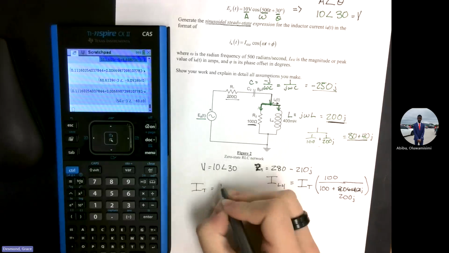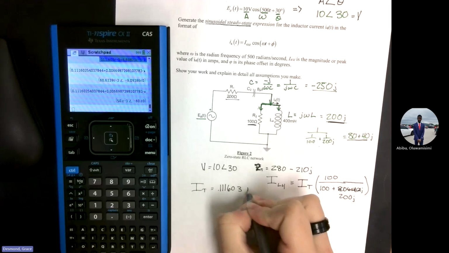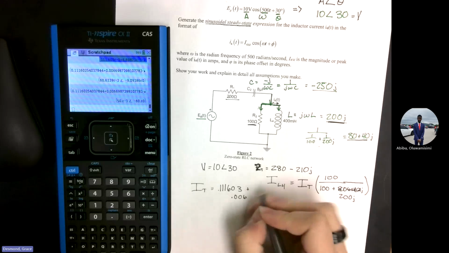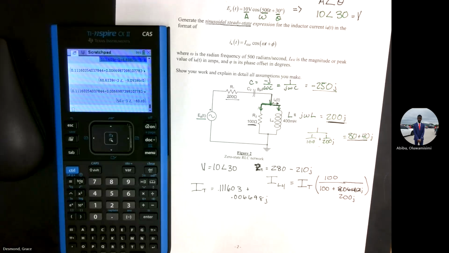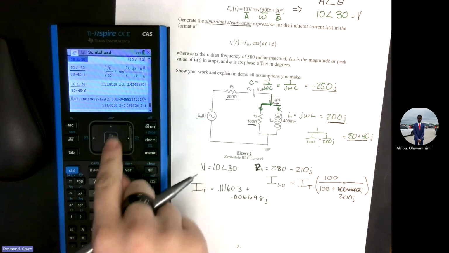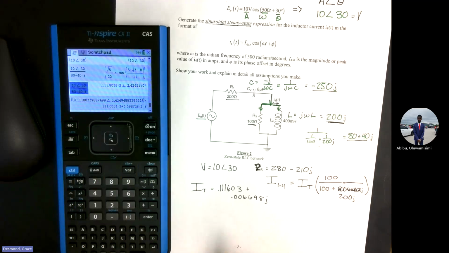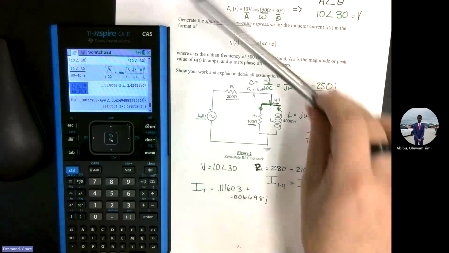I total is equal to 0.11163 plus 0.006698J. That's why I was like, that's crazy how it comes out to a whole number. And where did we get that from? Sorry, that was from, we divided, yeah, I'm sorry. I don't normally do that.